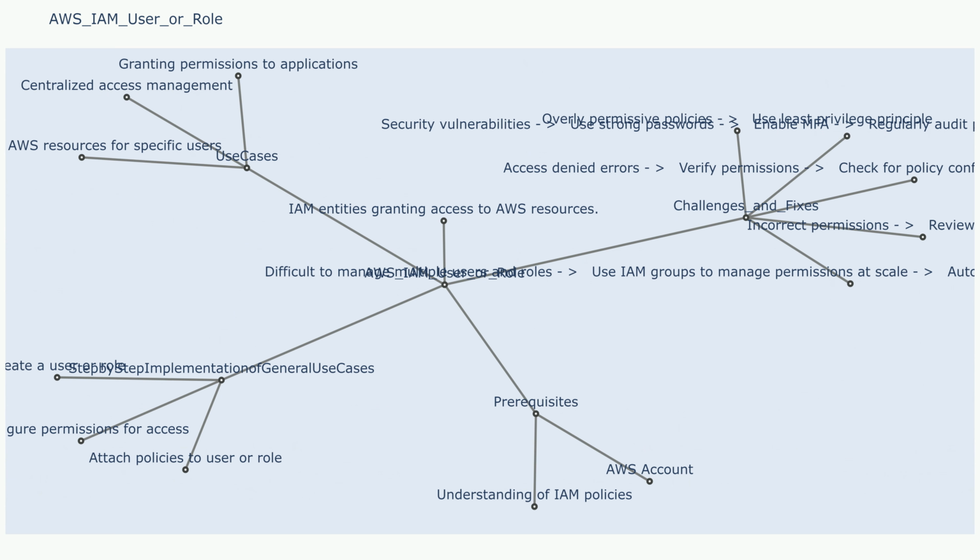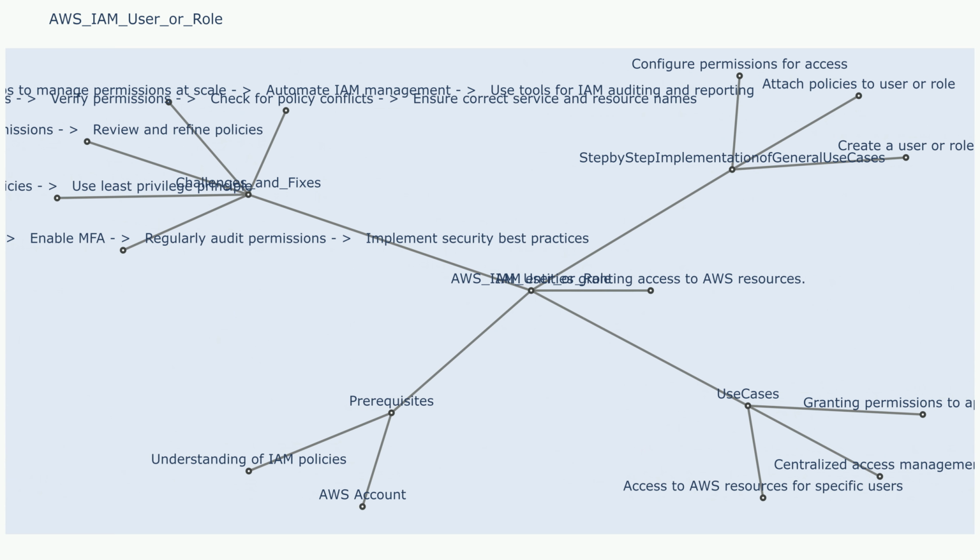Attach policies to user or role. Once you have created a user or role, you can attach policies to it. Policies define the permissions that the user or role has. You can create your own policies or use predefined AWS managed policies.